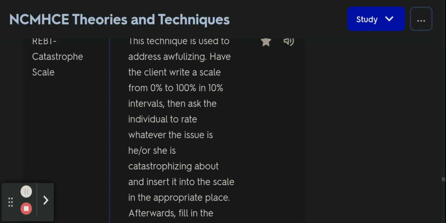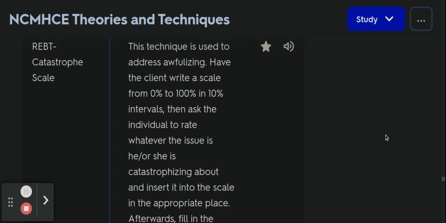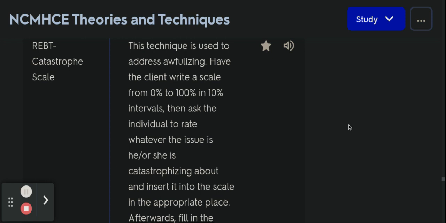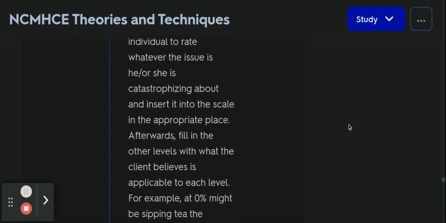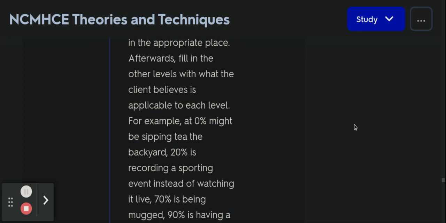REBT: catastrophize scale. This technique is used to address awfulizing. Have the client write a scale from 0% to 100% in 10% intervals, then ask the individual to rate whatever the issue is that they are catastrophizing about and insert it into the scale in the appropriate place. Afterwards, fill in the other levels with what the client believes is applicable to each level.